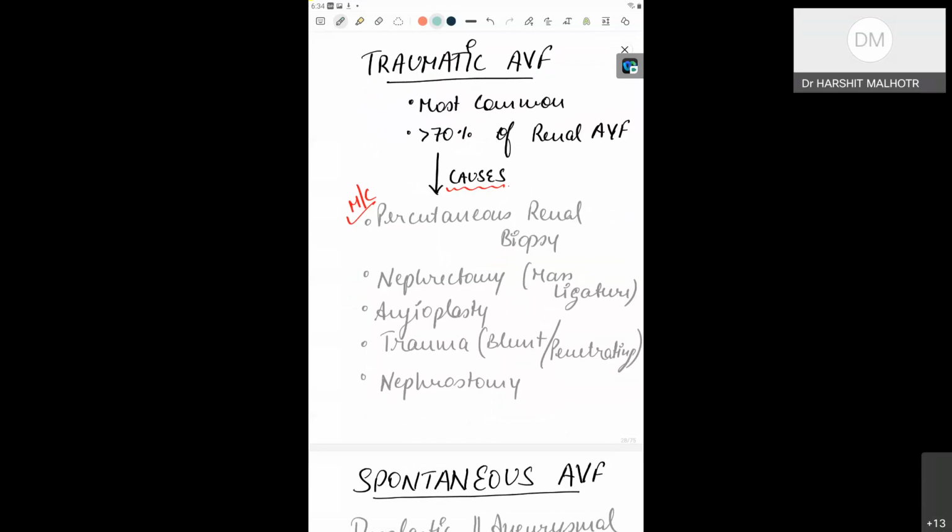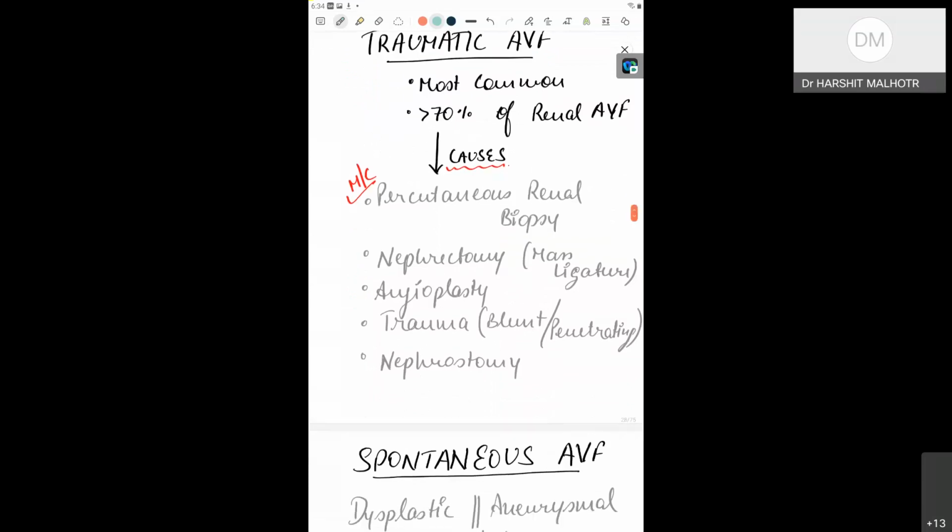Though even in such scenarios, they are supposed to be closely visualized, and then only intervention is required. Second is nephrectomy, in which when we do a mass ligature, artery and vein together, the artery is pulsatile and it erodes into the vein, and there can be an AV shunting which can take place, resulting into the AV fistula. Interventions like angioplasty or nephrostomies, and in a case of trauma, in which it can be blunt or penetrating. So these are causes of traumatic AVF.